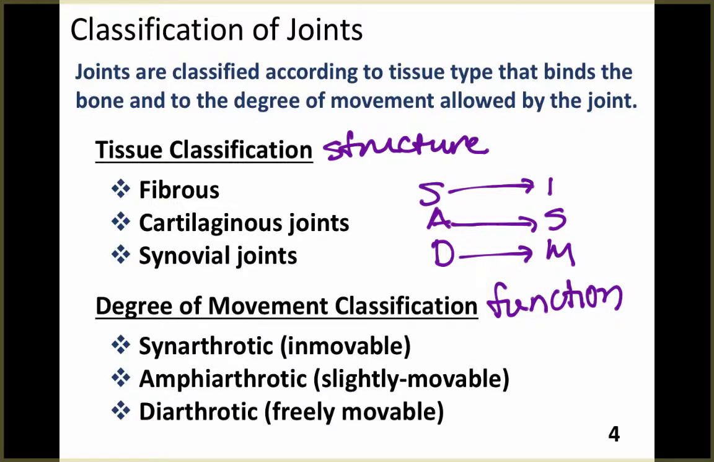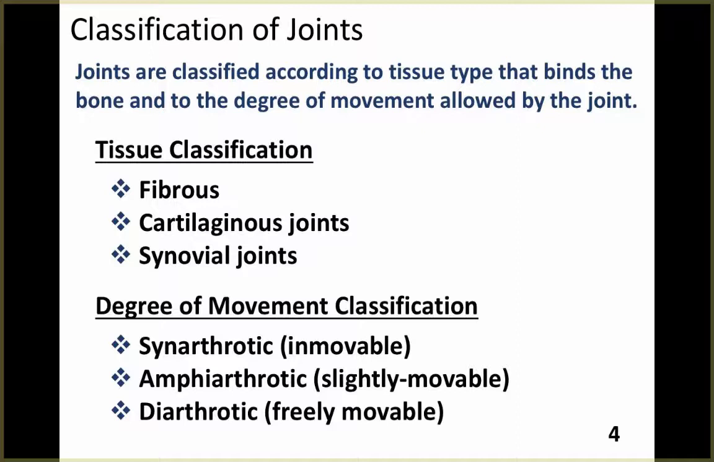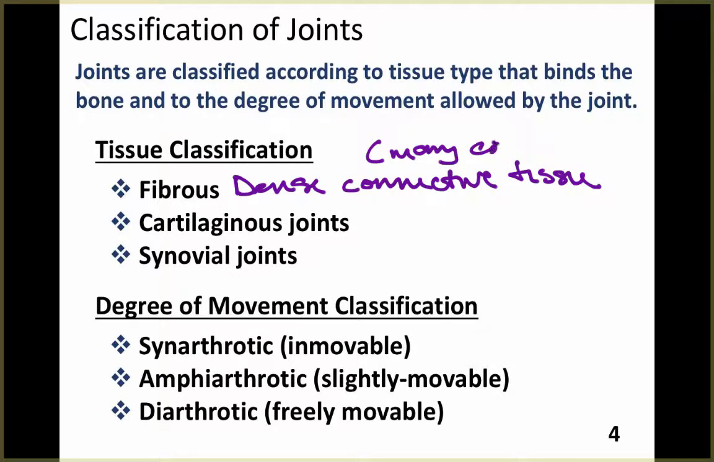Now, when we talk about each of those, fibrous, so when we're talking about the structural classification, fibrous tissues, they're called fibrous joints because they're made up of fibrous tissue, which essentially is dense connective tissue. And that dense connective tissue basically has a lot of collagen fibers in it. And these generally are formed in bones that come in close contact with each other.